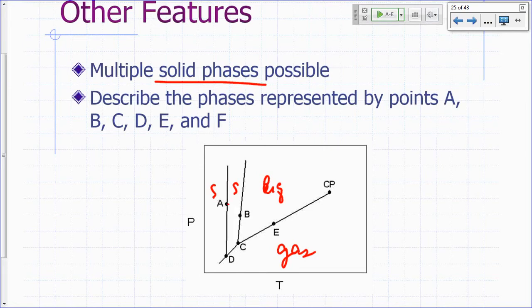So what would this point A represent? That would be a condition where you would find two forms of the solid in equilibrium. What would point B represent? Solid and liquid at equilibrium. Point E would represent liquid and gas. Point E would represent the triple point where we have solid, liquid, and gas. Point D would represent another triple point, but this time you have two solids in equilibrium with the gas. I guess there's no point F there.